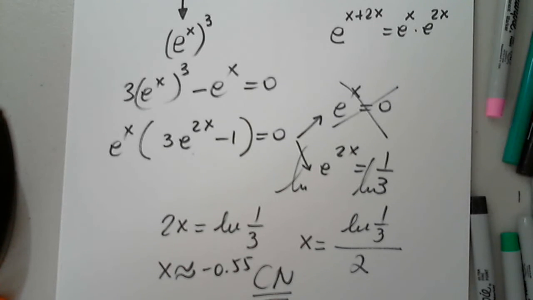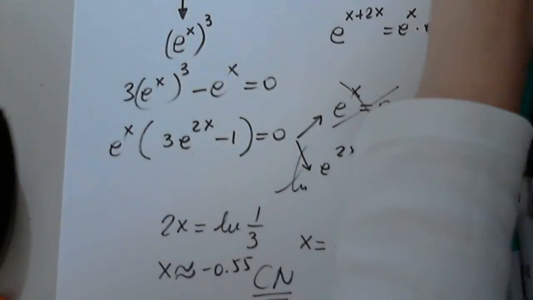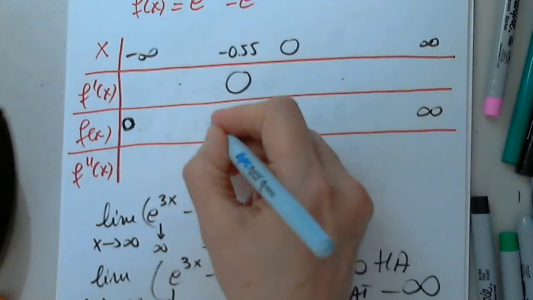Okay, I omitted my special parentheses. That's okay. Okay, so now plug in negative 0.55. Beautiful numbers too. Gorgeous numbers. Okay, negative 0.34. And graph these.